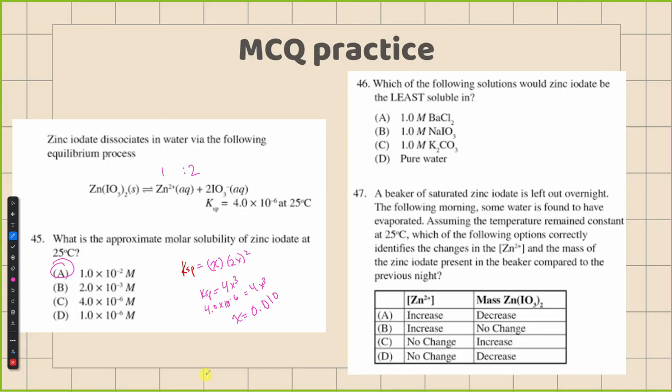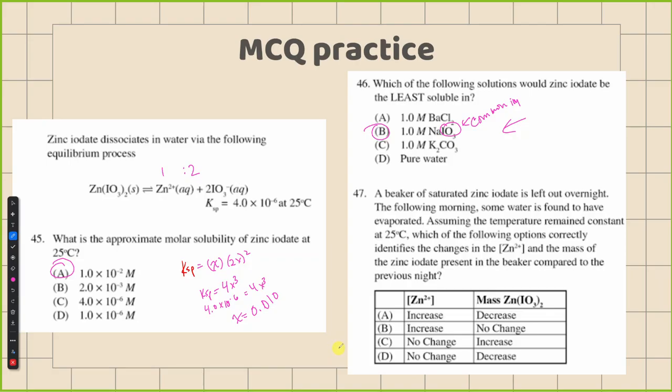Which of the following solutions would zinc iodate be least soluble in? Well, I can point that out to you right there. That is known as the common ion. So it is going to shift it left and make it less soluble. So we're going with B as the common ion.